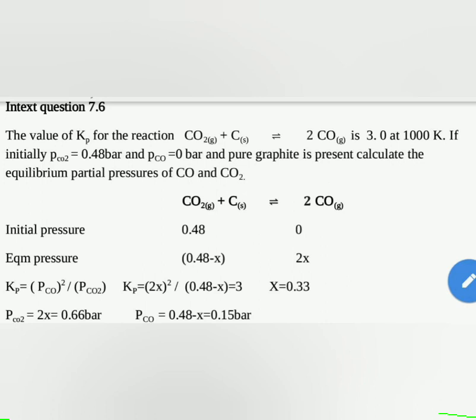So as I said before, you have to subtract a value x here also. Here 0.048 minus x, and for the product it will be 2x, because the stoichiometric coefficient in the case of carbon monoxide is equal to 2, so that also has to be written as 2x.